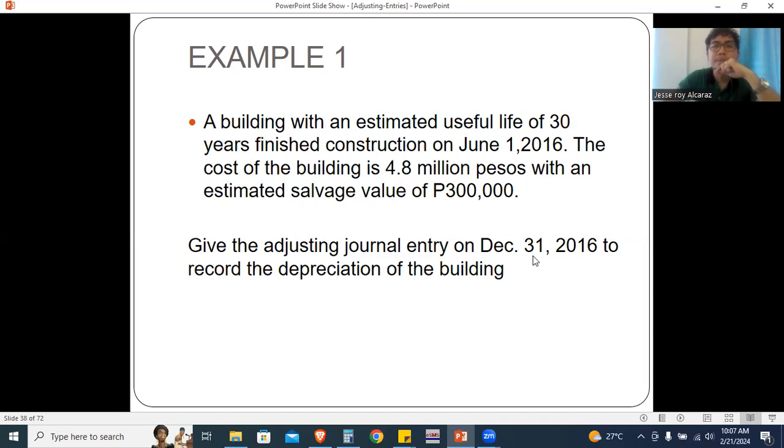Okay. So before we proceed to the computation, take note nahuman ang construction June 1. And we are required to have an adjusting entry December 31. So pila na siya kabulan. So June, July, August, September, October, November, December. So that's 7 months. Take note ninyo na.